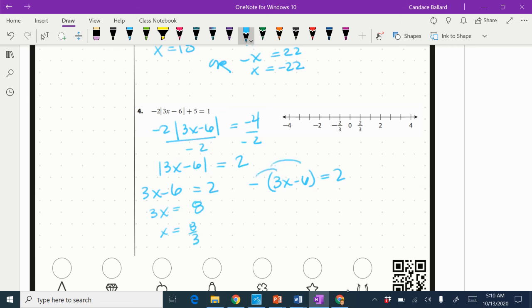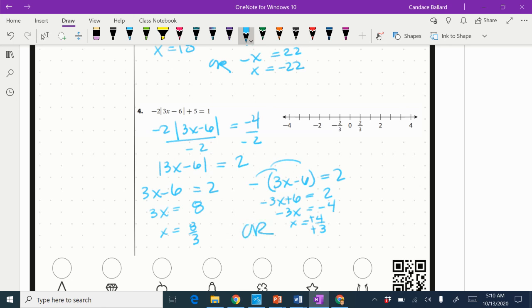I'm going to distribute this in. So negative 3x plus 6 equals 2. I'm going to subtract the 6. So I get negative 4. I'm going to divide by the 3. So I get negative 4 divided by negative 3, which is going to be positive 4/3. And of course, put the word or in there because it's a disjunction.